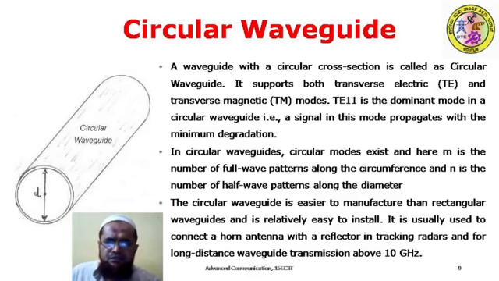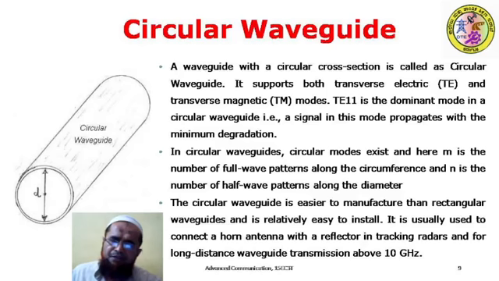In circular waveguides, the circular modes exist, and here M is the number of full wave patterns along the circumference, and N is the number of half wave patterns along the diameter. Here we have one diameter, and another is the circumference of the circle. Likewise, in the rectangular waveguide, we had the A wall as well as the B wall. The A wall is represented by M and the B wall is represented by suffix N. That's why we refer to them as TEMN. The A wall represents the horizontal wall of the waveguide, and the B wall represents the vertical wall.